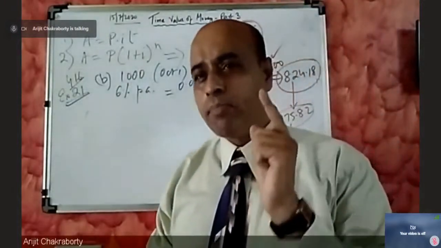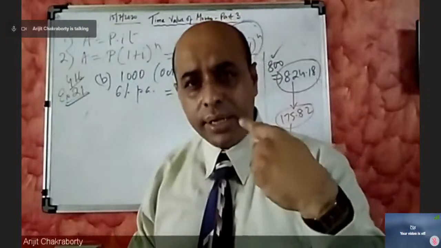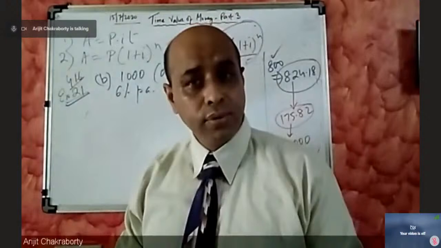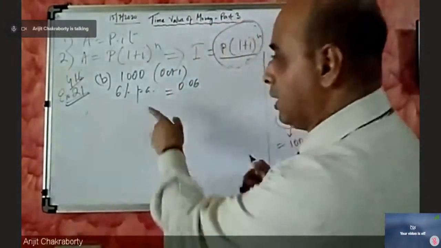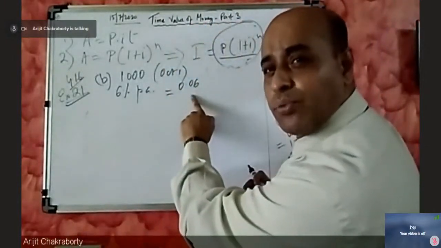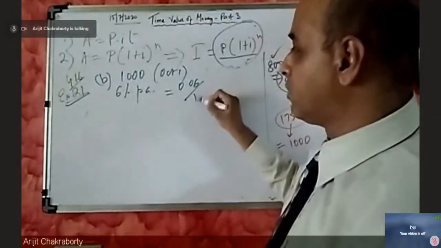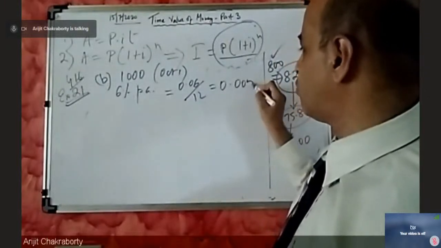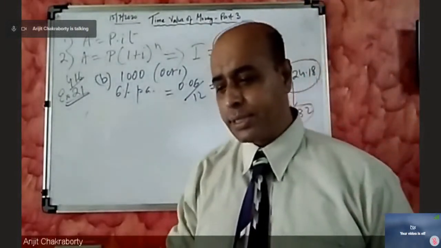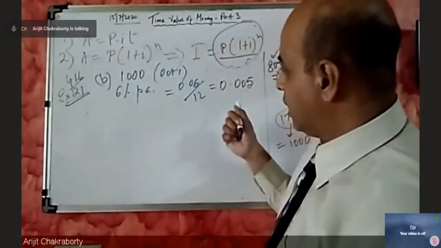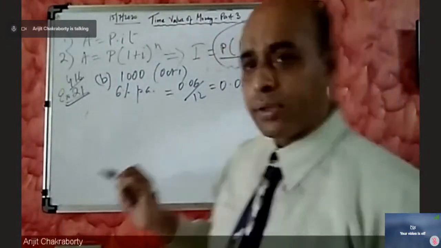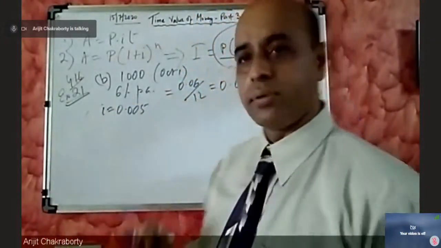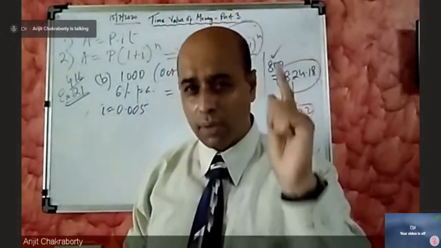But if you want to do a monthly compounding, then the monthly interest is how much? In 1 year, how many months do we have? 12 months. So if this is the annual interest, I want to find out the monthly interest. So I divide it by 12, I get 0.005. Okay. So now we know that the monthly interest i is equal to 0.005. Great. One part is solved.